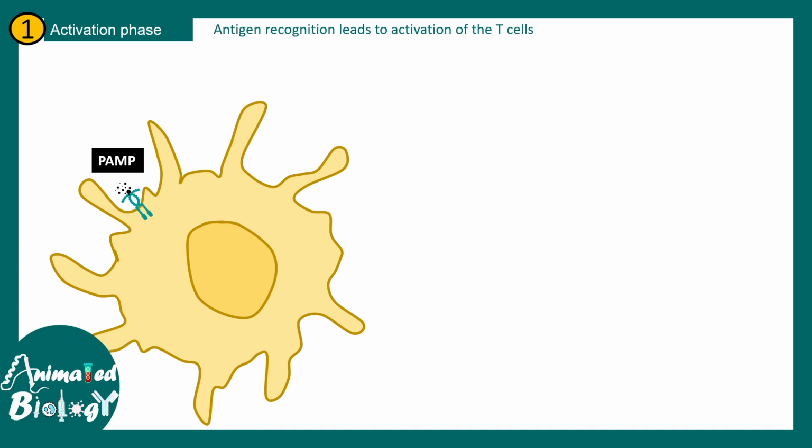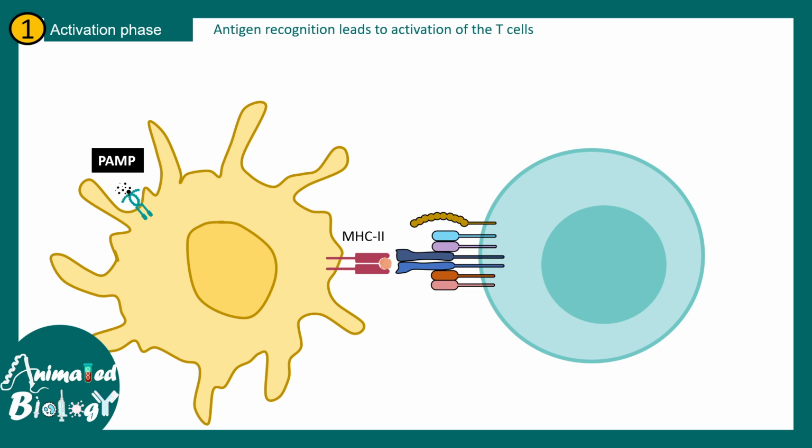Dendritic cells or any other antigen presenting cell would recognize a pathogen associated molecular pattern, or PAMP, using the toll-like receptor present on their surface. After recognizing this, they would display this antigen on class 2 MHC molecule and migrate towards the lymph node. And now the dendritic cell is in the lymph node. In the lymph node, it would interact with naive T cells with the help of TCR and CD4 co-receptor. This interaction gives rise to signal 1 for T cell activation.